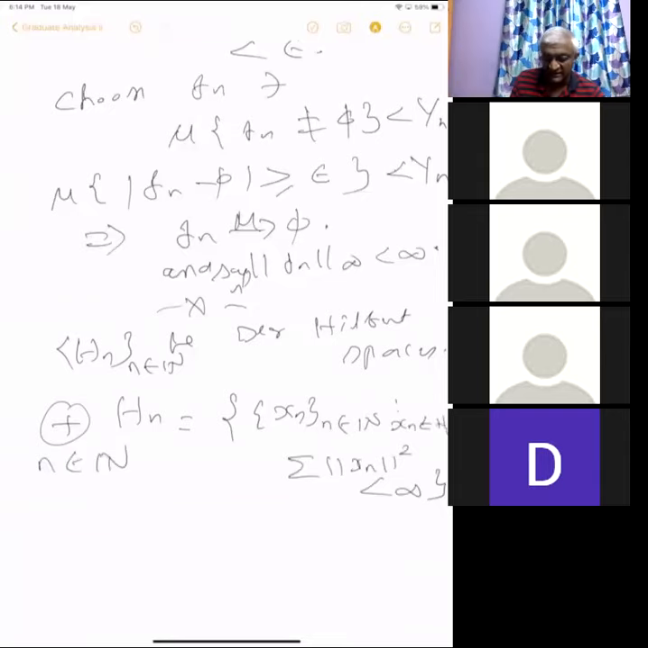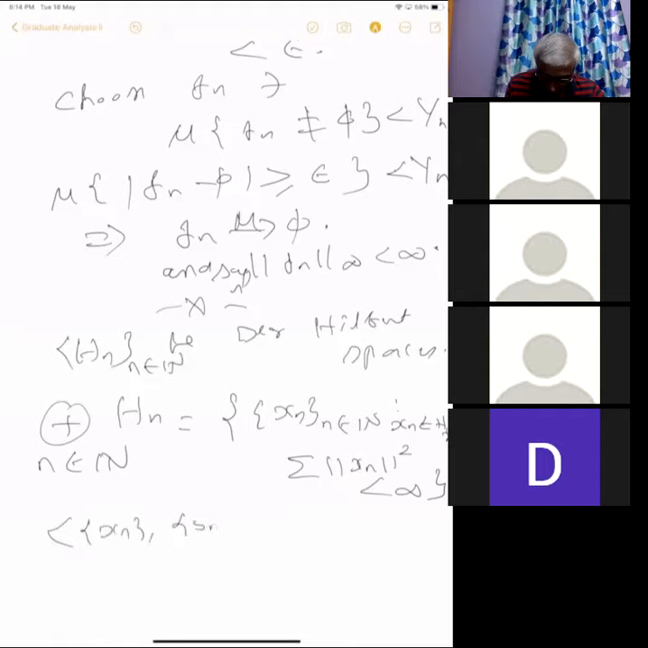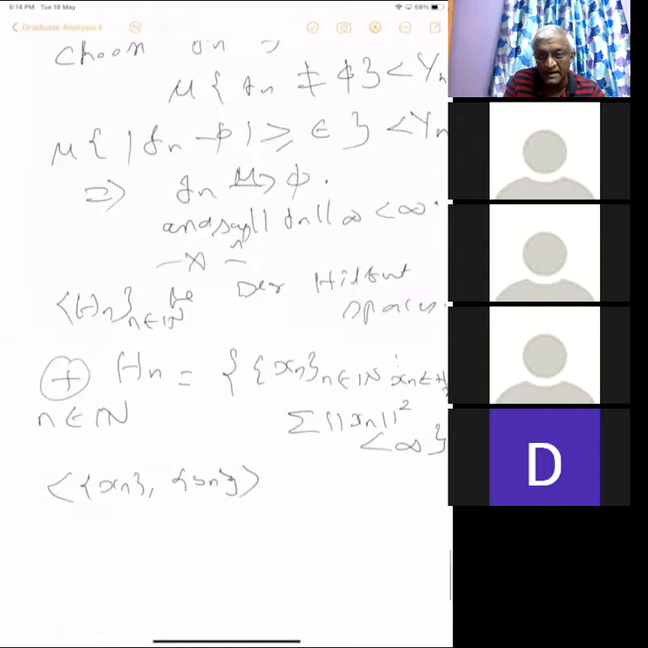You take such sequences, Xn with Xn in Hn, such that the sum of the squared norms is finite. And then you define the inner product of Xn and Yn. This is the same as, if you restrict to the finite direct sum case, the same thing. You just add the inner product.